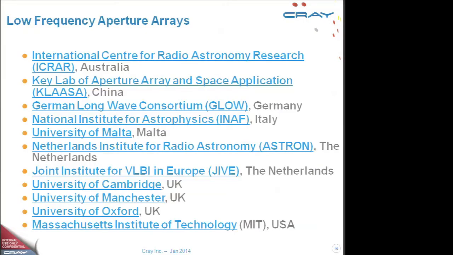The low-frequency aperture arrays, this is the consortium for this, and I don't know this one well enough to know who the leaders are. But I think the University of Cambridge, Cavendish Lab, I've seen a prototype of one of these in the Cavendish Lab in Cambridge, and I think they may very well turn out to be very influential.